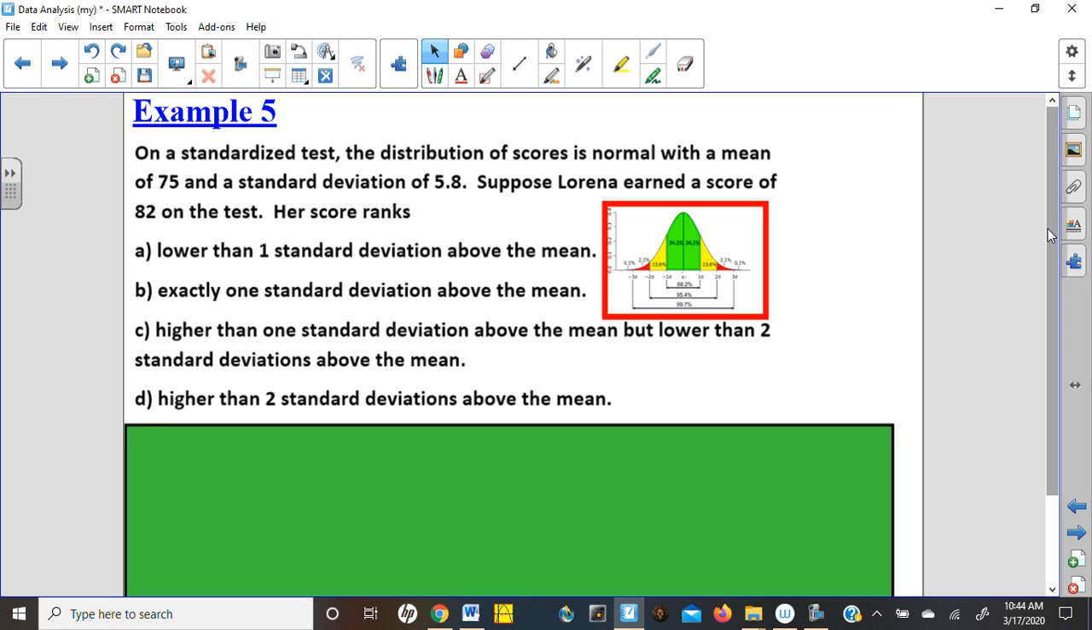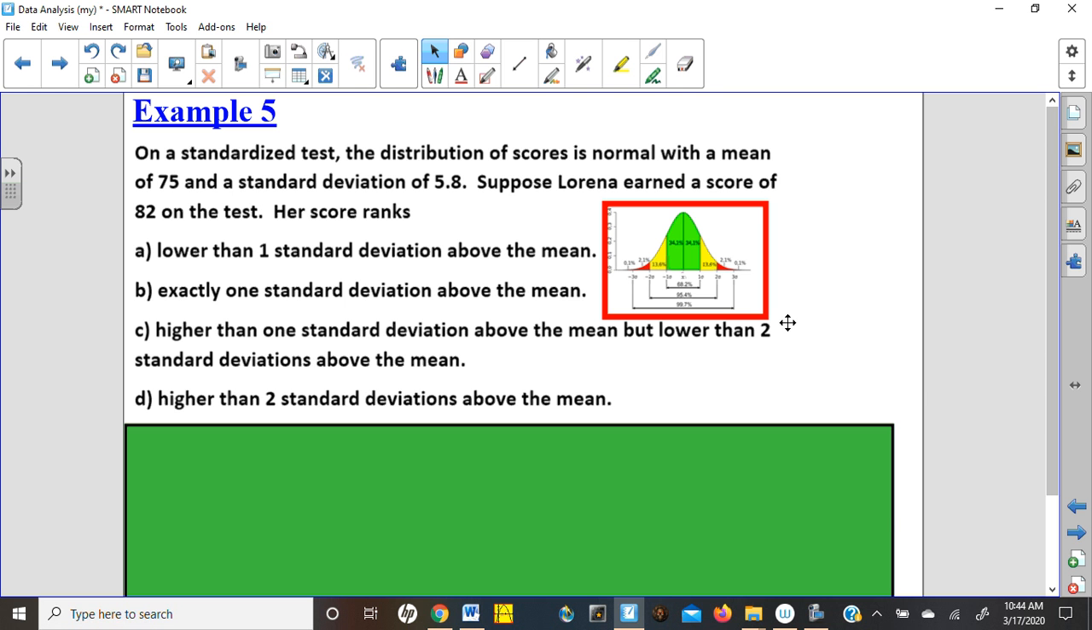But anyway, let's look at some examples like you might see in the homework packet and then on the PSAT. On a standardized test, the distribution of scores is normal with a mean of 75 and a standard deviation of 5.8. Suppose Lorena earned a score of 82 on a test. Her score ranks where? Lower than 1 standard deviation, exactly 1 standard deviation above the mean, higher than 1 standard deviation but lower than 2, or higher than 2 standard deviations.